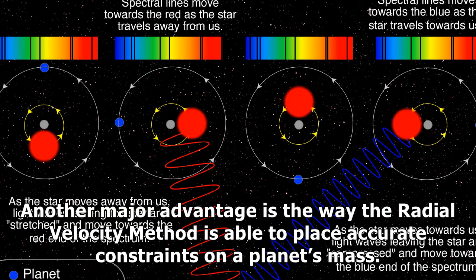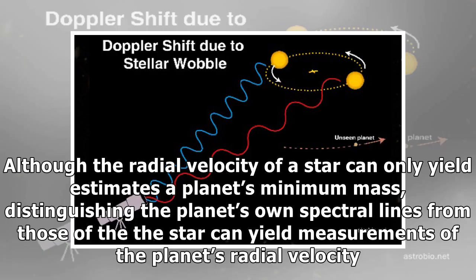Another major advantage is the way the radial velocity method is able to place accurate constraints on a planet's mass. Although the radial velocity of a star can only yield estimates of a planet's minimum mass, distinguishing the planet's own spectral lines from those of the star can yield measurements of the planet's radial velocity.